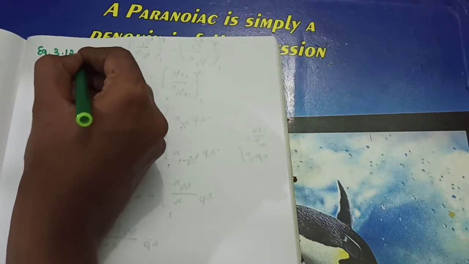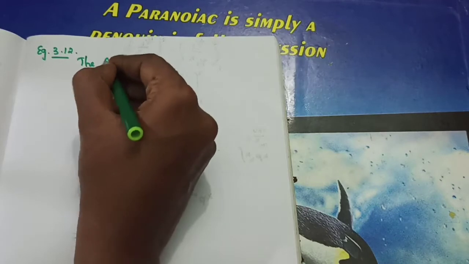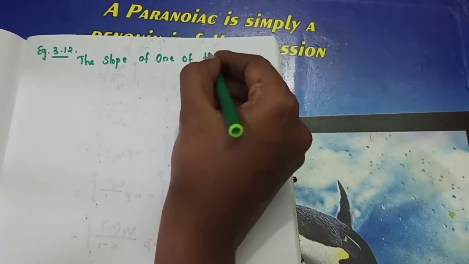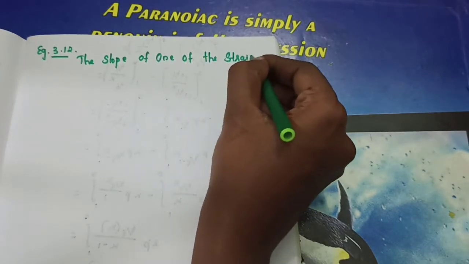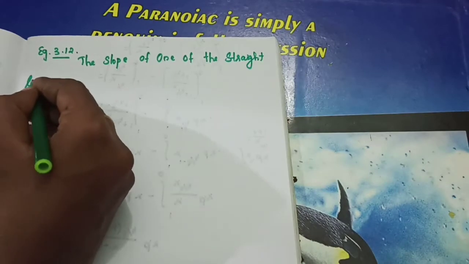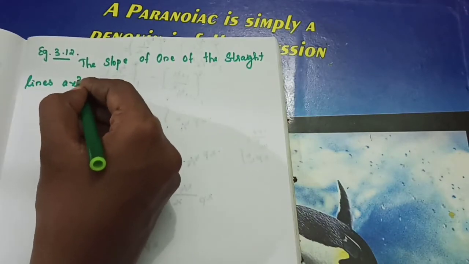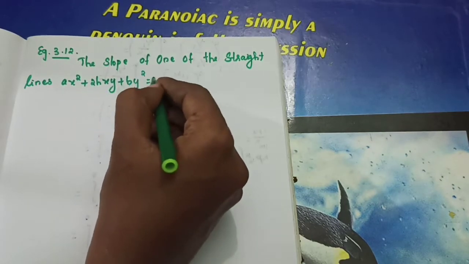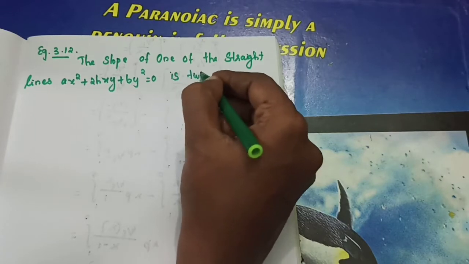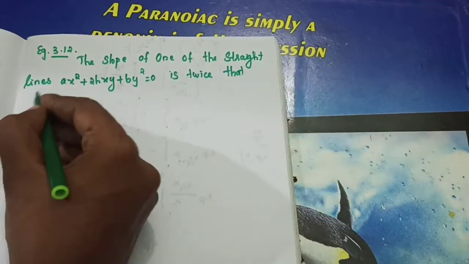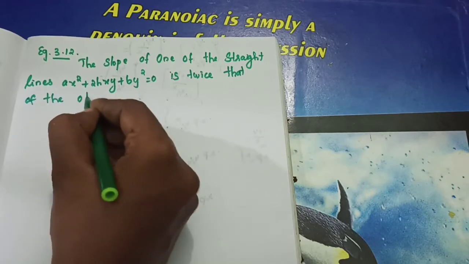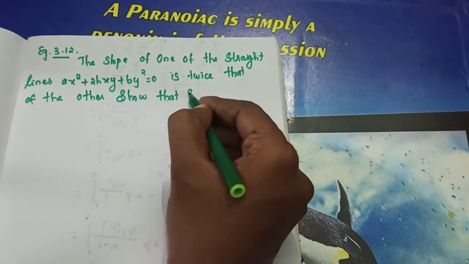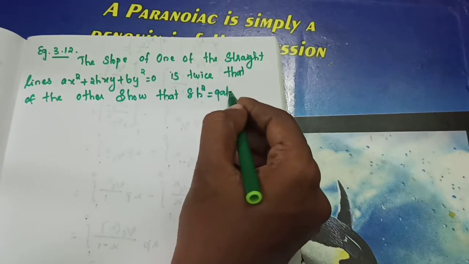Example 3.12. The slope of one of the straight lines ax square plus 2hxy plus by square is equal to 0 is twice that of the other. Show that 8h square is equal to 9ab.